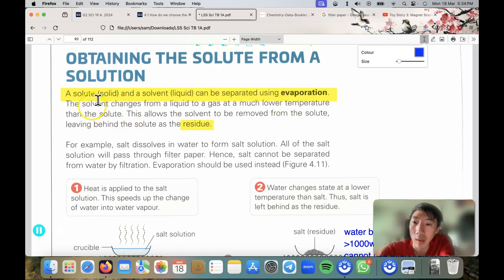Okay, so what does it mean? It means that, for example, liquid water would evaporate into a gas at maybe 100 degrees Celsius. But the solute, for example salt, only turns into a gas at, I think, 1000 or even more than 1000 degrees. So it's very difficult. You can't possibly get 1000 degrees in a school lab. Okay, so that's why we can use this evaporation technique. Once again, the solvent is removed from the solute, and we leave behind the solute as a residue.